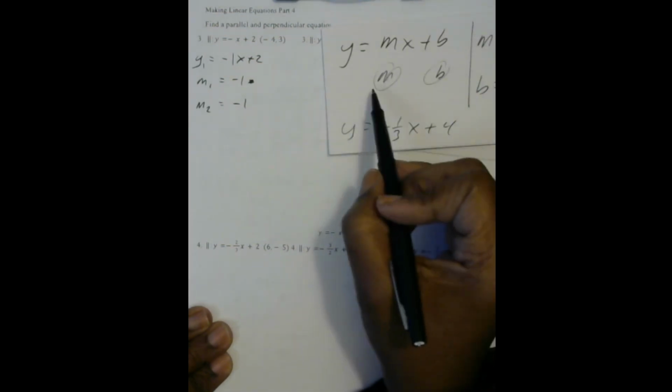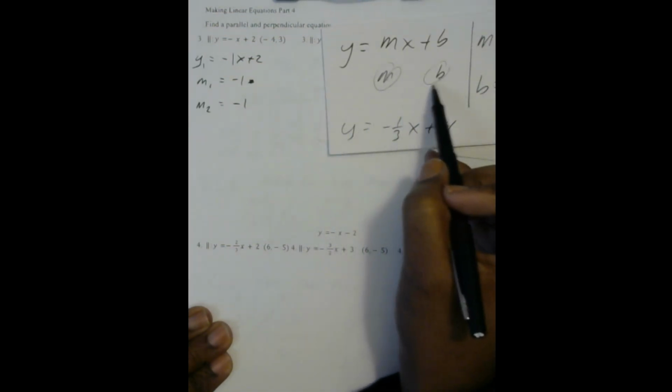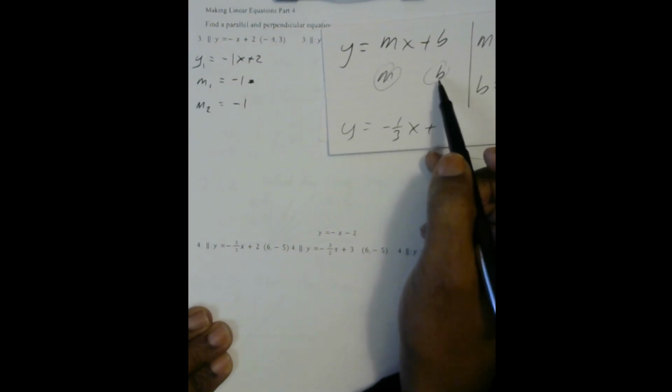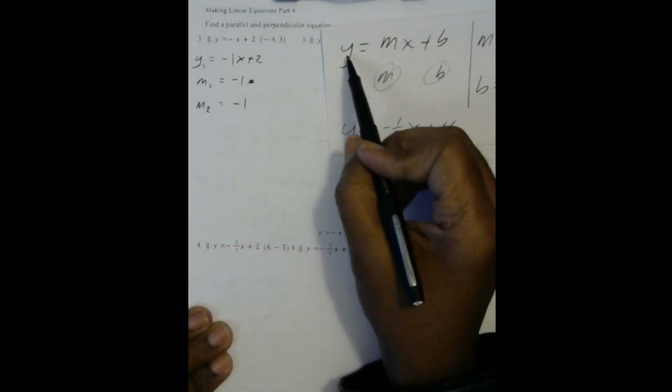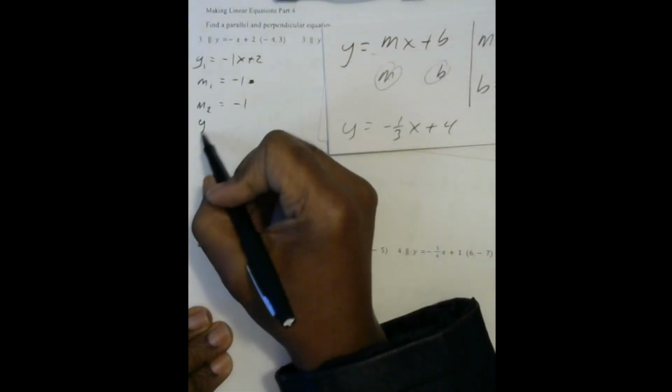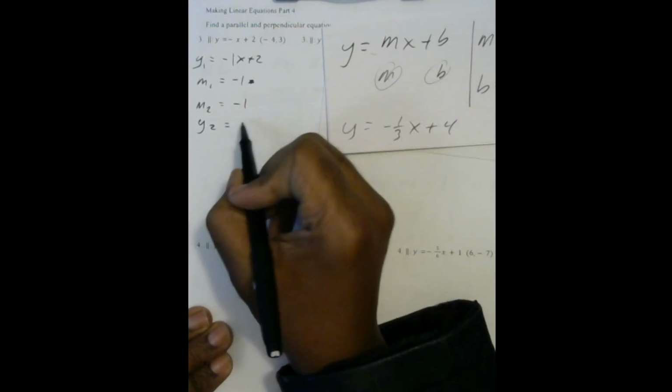Okay, so we have that settled. We know what our m is going to be. Now the question is, what is our b going to be? And once we know what our b is going to be for the new line, we'll be finished. So let's put the y equals mx plus b here, and this will be for the second equation that we're looking for.